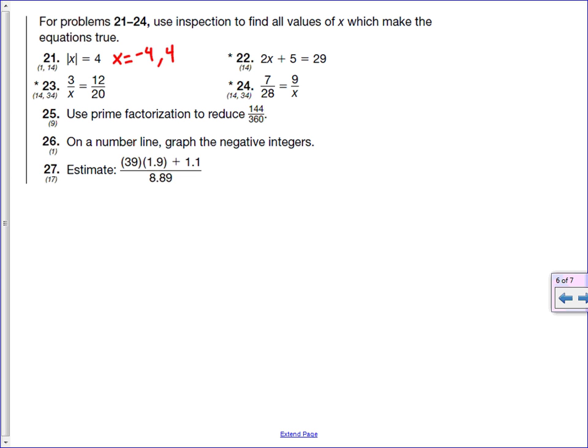In 22, 2 times a number plus 5 gives me 29. Well, what number plus 5 gives me 29? That'd be 24. So this number right here has to be 24. So now the question is, 2 times what number gives me 24? That would be 12. So we check it. We're going to do 2 times 12 plus 5. 2 times 12 is 24, plus 5 is 29. So that works.